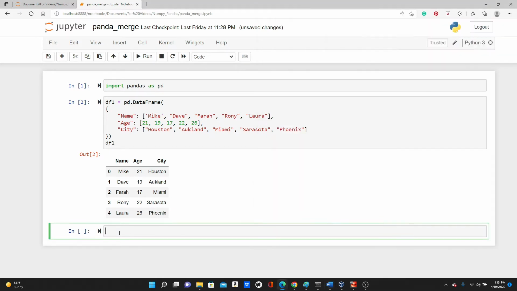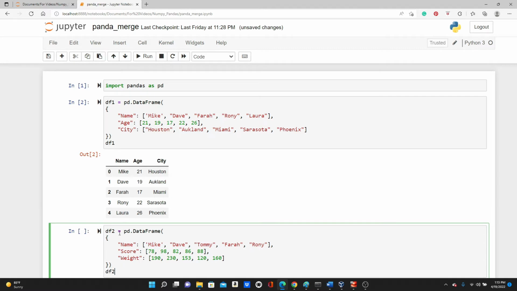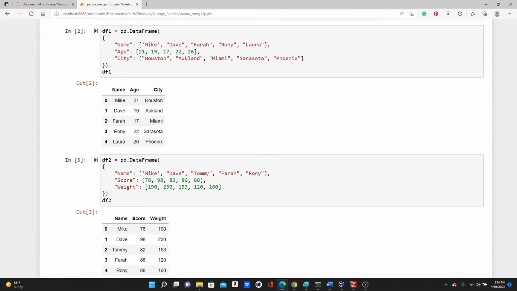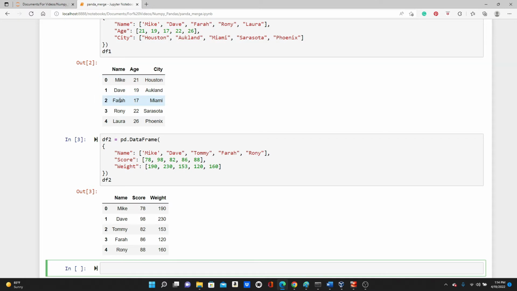to merge. Okay, df2. Look, in df1 we have name, age, and city. In df2 we have name, score, and weight. Name is the common column between df1 and df2. And look at the names. We have Mike, Dave, Farah, Rony, and Laura in df1. And we have Mike, Dave, Tommy, Farah, and Rony in df2.